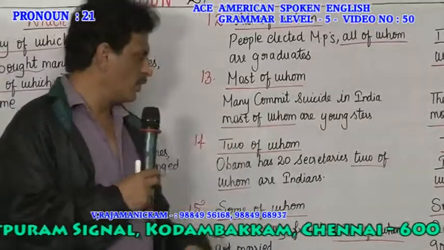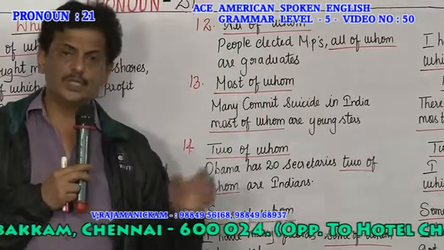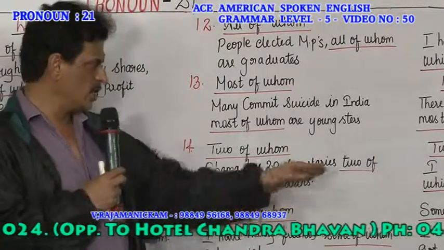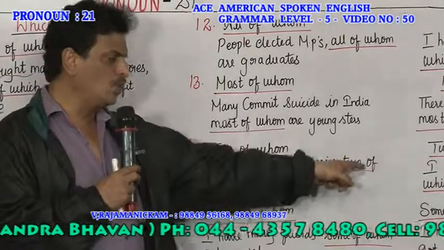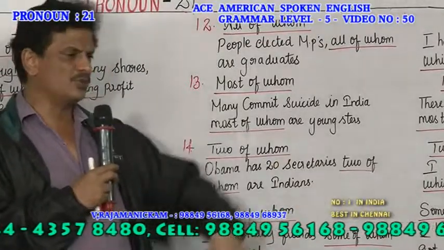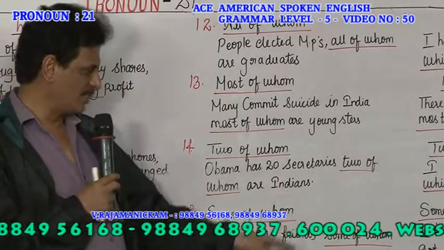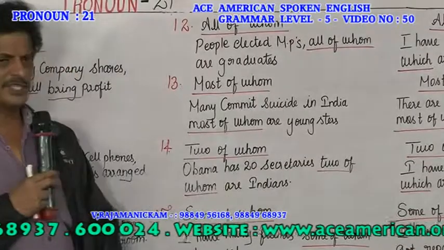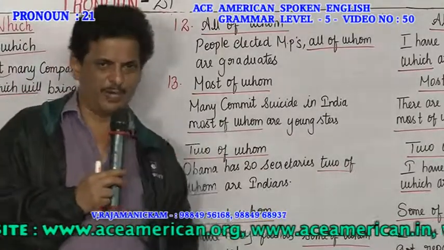So, two of whom. Obama has 20 secretaries. Obama is the subject, has is the verb. 20 secretaries. How many secretaries does he have? He has 20 secretaries. So 20 secretaries becomes what? It becomes the object. Two of whom. This whom stands for what? 20 secretaries. Out of these 20 secretaries, two of whom are Indians. So "are" becomes the verb, right? Are Indians. So my dear friends, this whom stands for 20 secretaries, and two of whom means out of these 20 secretaries, two. So whom stands for a person, reflecting about the object.